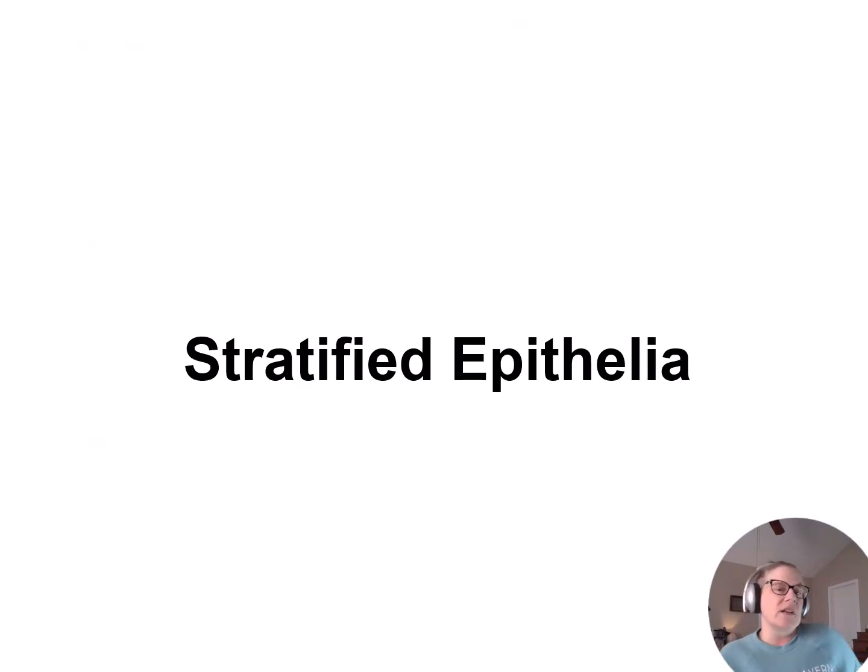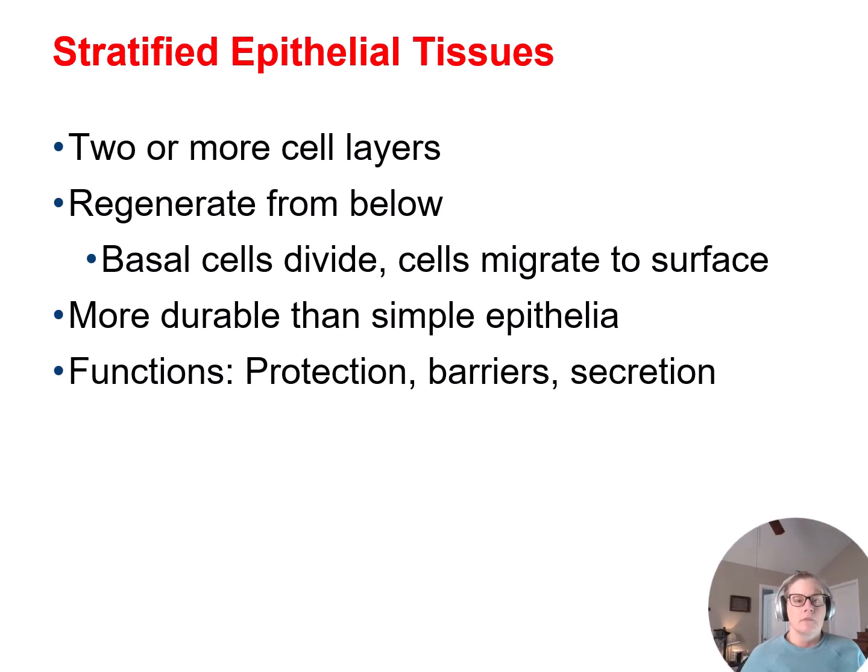Okay, that's it for simple epithelia. Now we're going to switch gears and talk about stratified. So remember, this means that there are two or more layers in the tissue. These stratified epithelial tissues, like I said, have two or more layers and they regenerate from the basal side of the tissue.